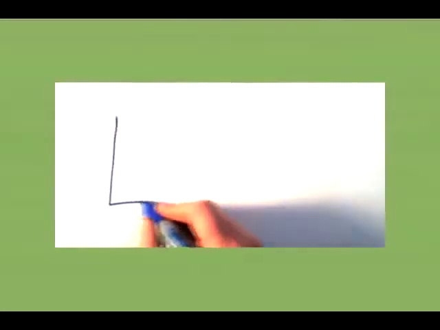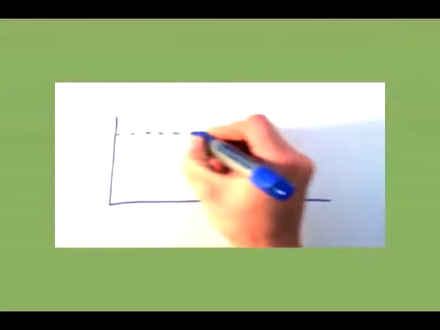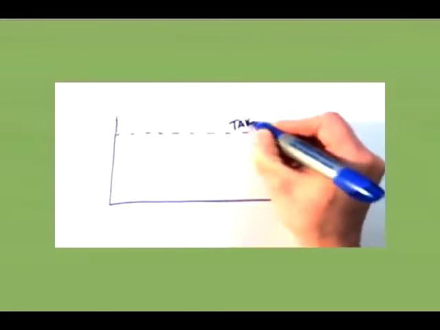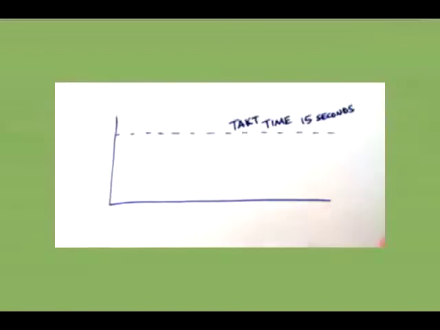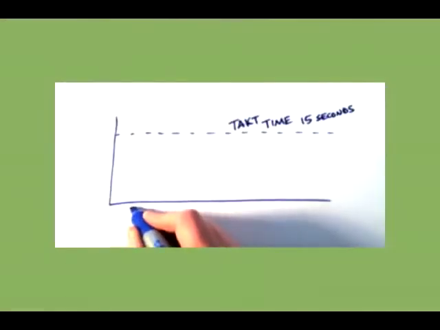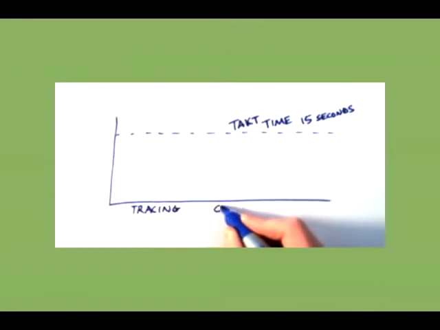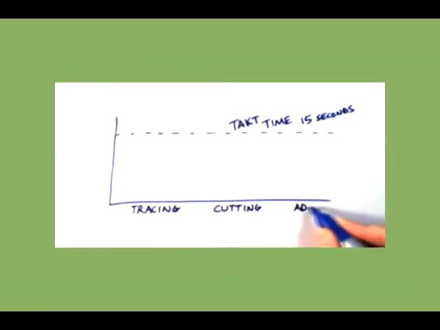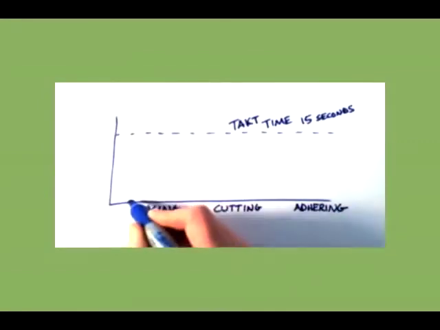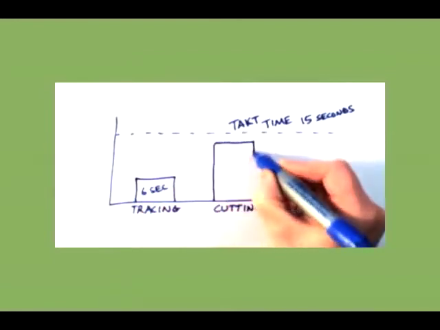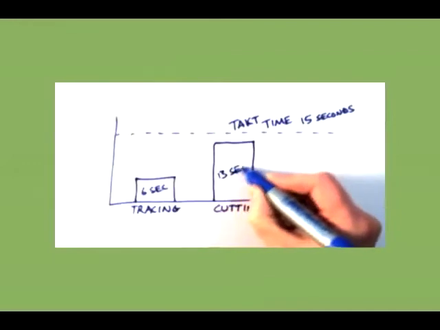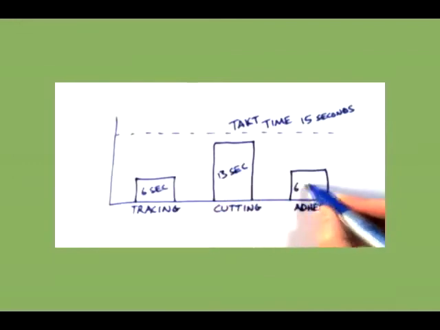The cycle time of tracing is 6 seconds. The cycle time of cutting is 13 seconds. And the cycle time of adhering is 6 seconds. After examining the individual times, it is clear that the output of cutting is far slower than the other two steps. What was our takt time again? Correct, 15 seconds. Even though cutting is slower, it is still meeting our takt time. So as a whole, the process is meeting takt time.